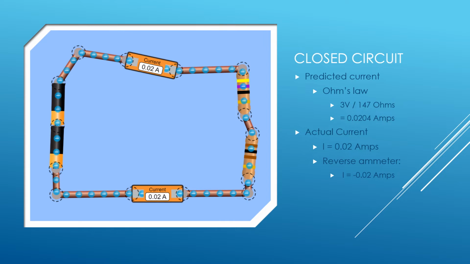So to your left, you can see the circuit that was created via Colorado PHET. We predicted that the current via Ohm's law would be 0.0204 amps, because Ohm's law is voltage divided by resistance, which was 3 volts because of the two 1.5 volt batteries, and then 147 ohms because of the two resistors. The actual current, as you can see via the ammeters on the circuit, is 0.02, so we got fairly close, but theirs wasn't as accurate. If you reverse an ammeter, all that would happen would be that the sign changes.